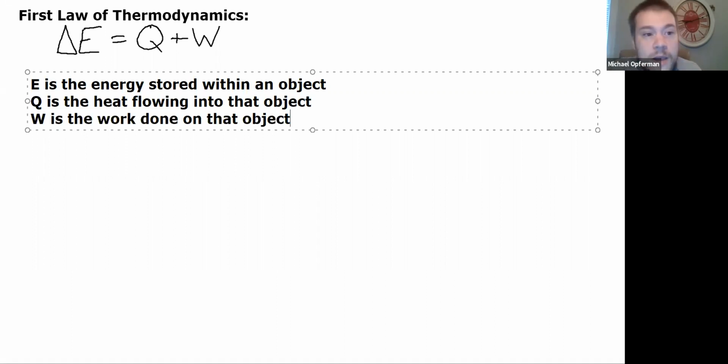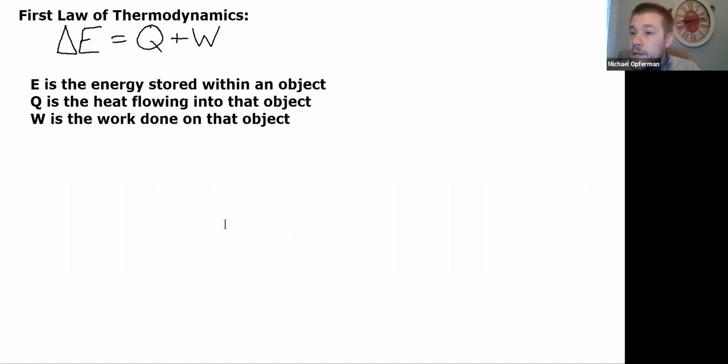The key thing here is I've used consistent definitions for heat and work so that both of them are positive if energy is flowing into the object, and both of them are negative if energy is flowing out of the object. So everything is positive in the first law of thermodynamics. That's the first law: there are two ways you can change the energy of an object. You can either bring energy in mechanically in the form of work, or you can bring energy in thermally in the form of heat.